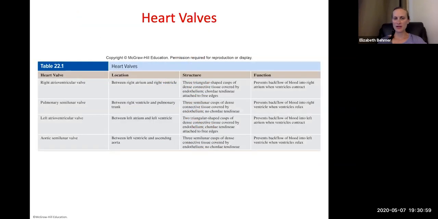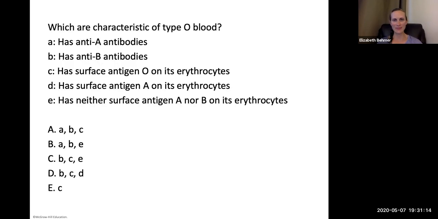Okay, so here are the 4 different valves, where they're located and what their function is, just for review for you guys. So those are the 4 valves. The nice thing about learning this chapter is you're kind of learning the same information for lecture as you would be for your lab exam.